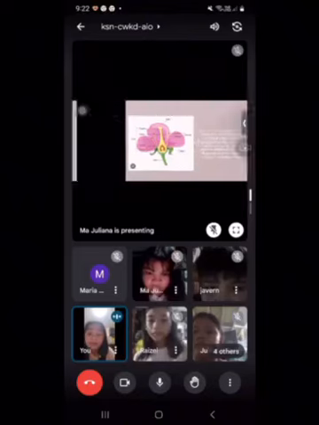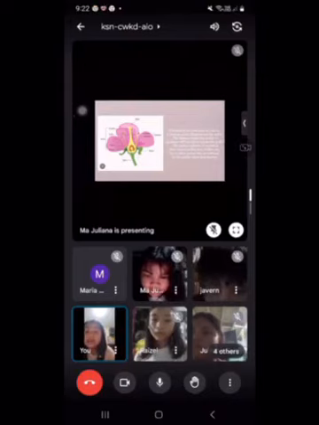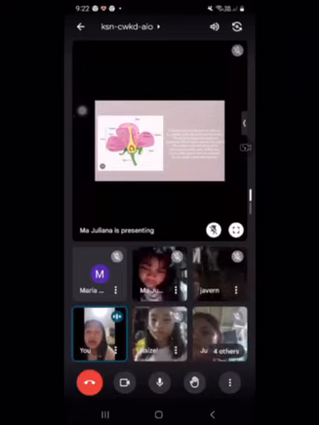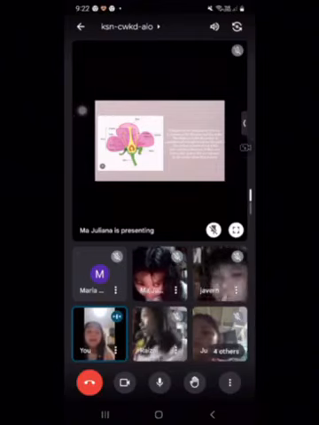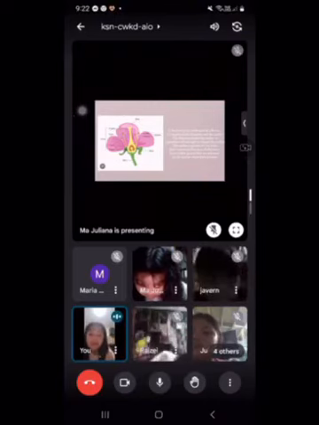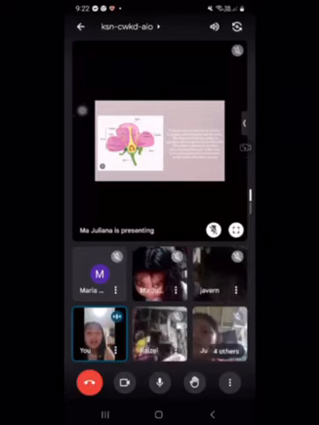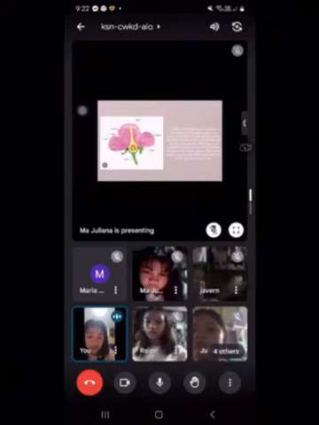Number 4, stamen. The stamen is the male part of a flower. It consists of the filament and the anther. The filament holds the anther in a position tall enough to release the pollen. The anther consists of 2 lobes that contain pollen sacs. Pollen sacs have pollen grains that are released by the anther when they mature.